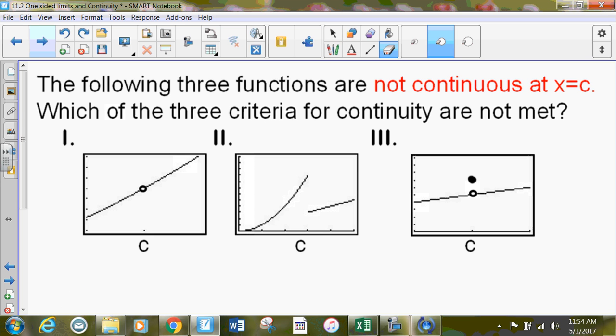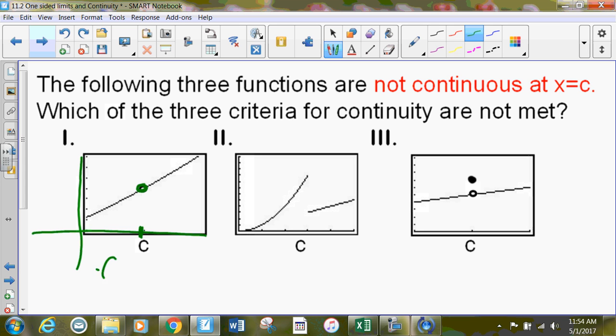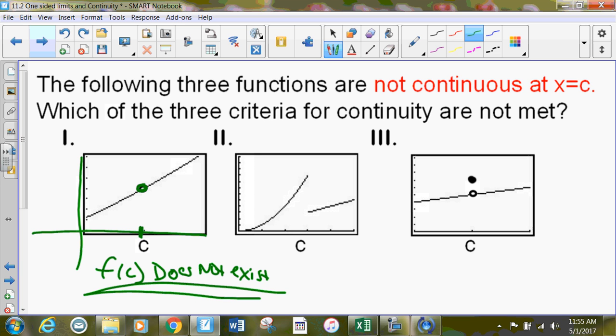When we look at number 1, we see, first of all, that there's no value at C. So this is a graph, right? Here's the number C, and we see that, oh, there's no value there. So f of C does not exist, and that is the reason why this one is not continuous. Is there a limit? Absolutely. Okay, this one's a crazy mess. F of C does not exist, and the limit of the function as x approaches C does not exist. So that is not continuous.